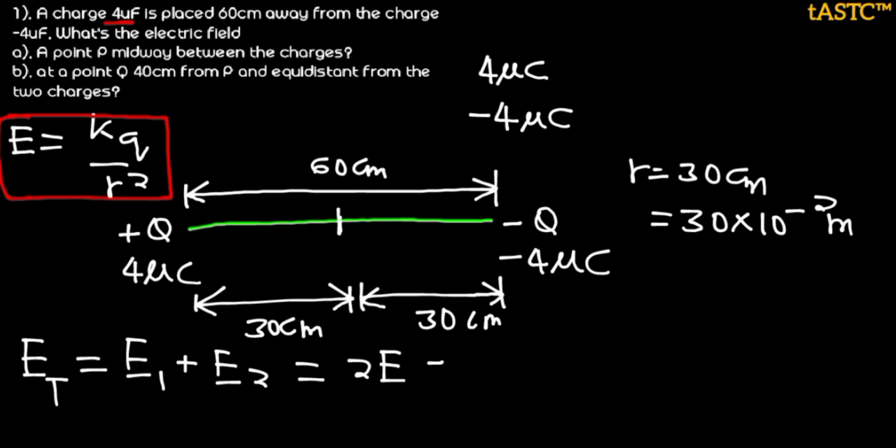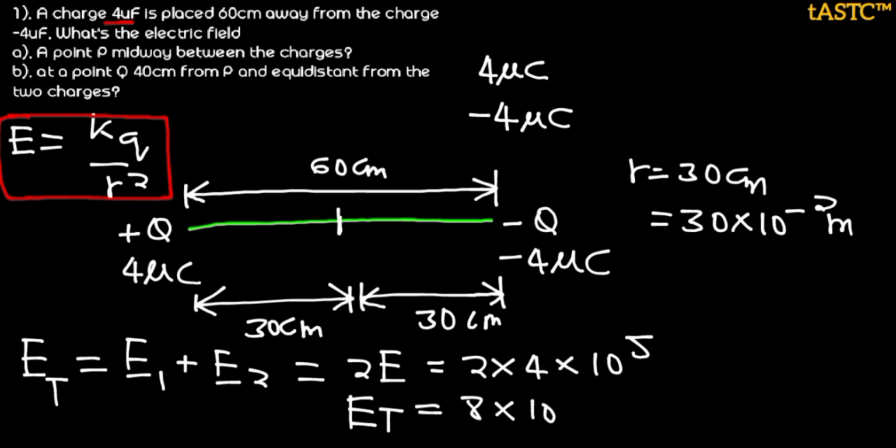So in that case, we're going to have a 2. We have the value for that to be 4 multiplied by 10 to the power of 5. So this is going to be 2 multiplied by 4 multiplied by 10 to the 5th. So this obviously should give us an 8 in it. So the total electric field will be equal to 8 multiplied by 10 to the power of 5 Newton per Coulomb. So this will be the final answer to that question.